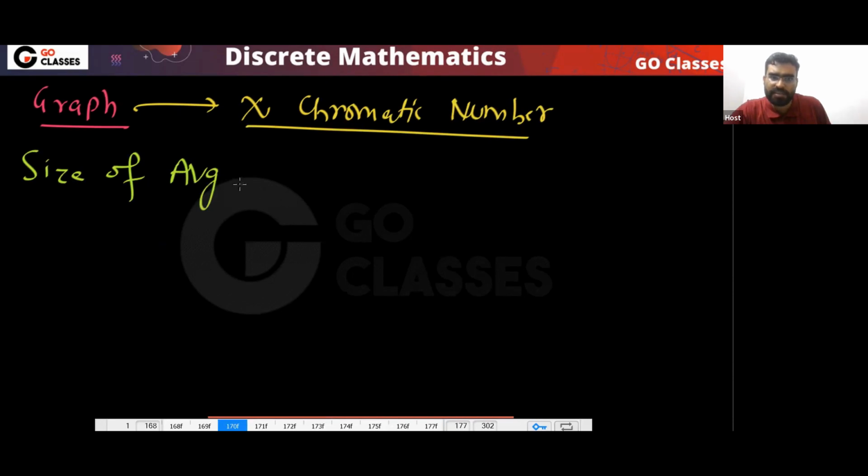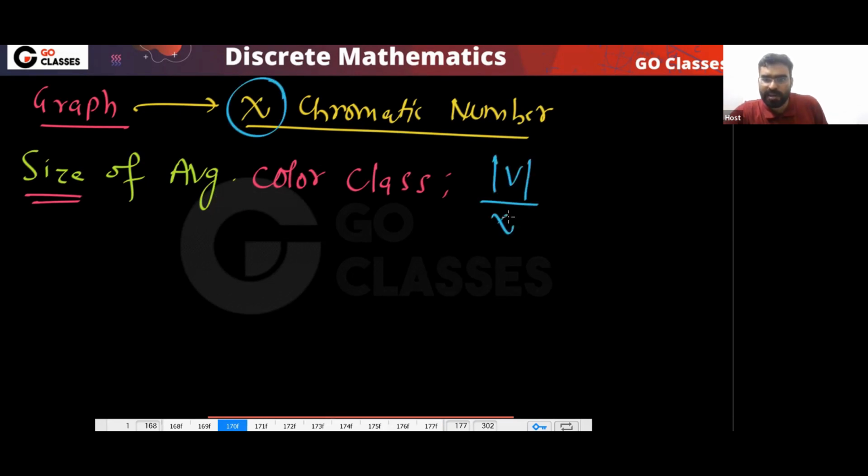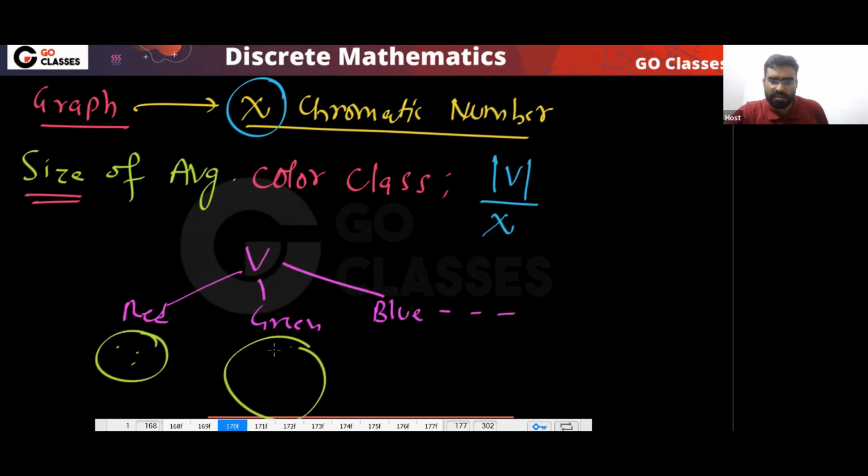Tell me. At least one color class you will have, right? Yes or no? Size of average color class, what will that be? You have these many color classes. So the average color class size will be the number of vertices divided by zeta. Because these are your color classes: red, green, blue, and so on. Some vertices are here, some vertices here, and so on.